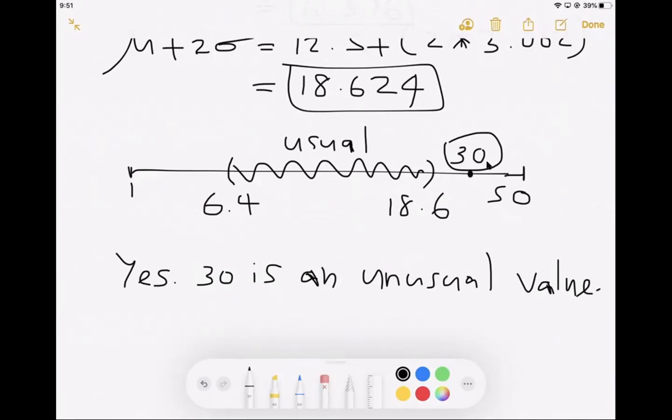So if you know the mean and standard deviation, you can tell about usual and unusual values in your data set. Okay, this is all about chapter 5, and this is our last slide.